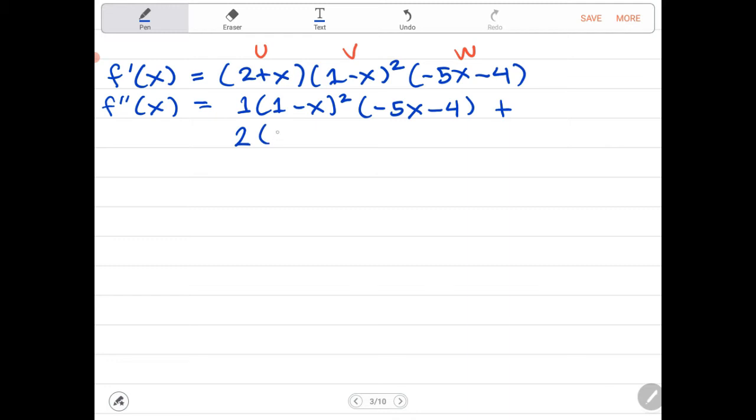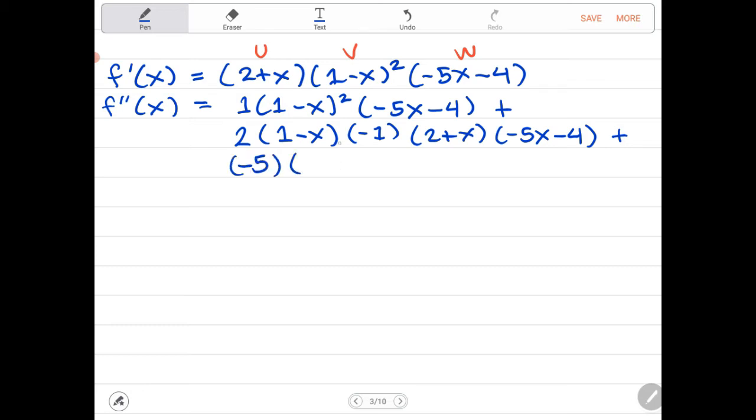2, bring down the exponent, 1 minus x, then 2 minus 1, that is 1. Then the derivative of the equation inside the parentheses, negative 1. Then copy the u and w: 2 plus x, then negative 5x minus 4. And then the last one, plus derivative of w, that is negative 5. Then copy the u and v: 2 plus x and 1 minus x squared. Okay? So, first line, second line, and third line.